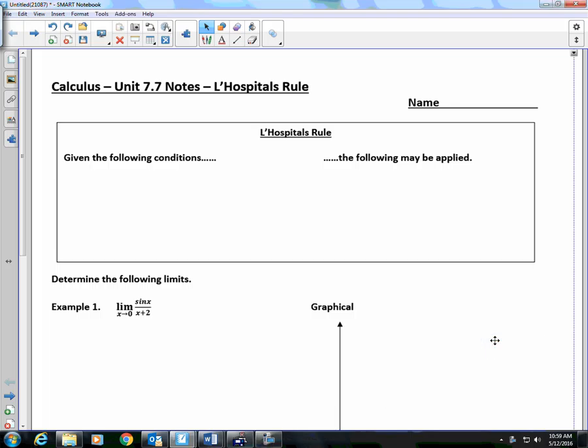Today we're going to talk about a very special rule that applies to limits, okay? This is pronounced L'Hopital, okay? Can you say it? L'Hopital. Everybody together, ready? Go. L'Hopital.